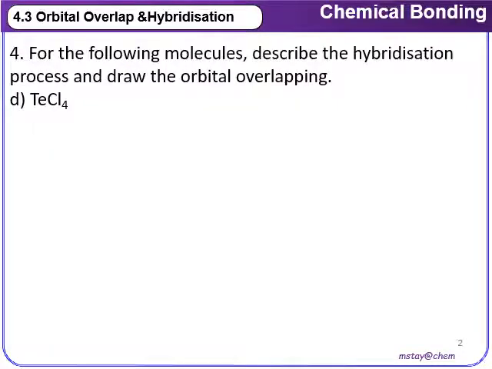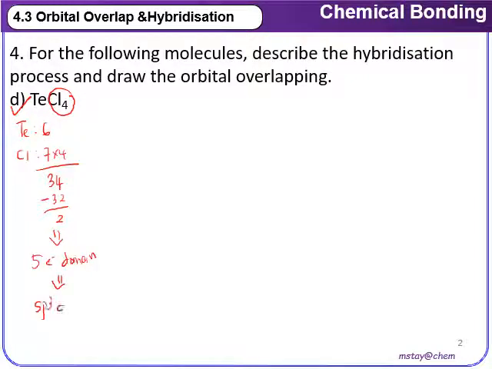Okay, let's continue with 4D. Tellurium has 6 valence electrons. Chlorine has 7 times 4, 28, plus 6, total is 34 electrons. Because I have 4 terminal atoms here, 4 times 8 is 32, and 34 minus 32 leaves 2 electrons. So as here we know we have 4 terminal atoms plus 1 lone pair, the total will become 5 electron domains. And then the type of hybridization will be sp3d.